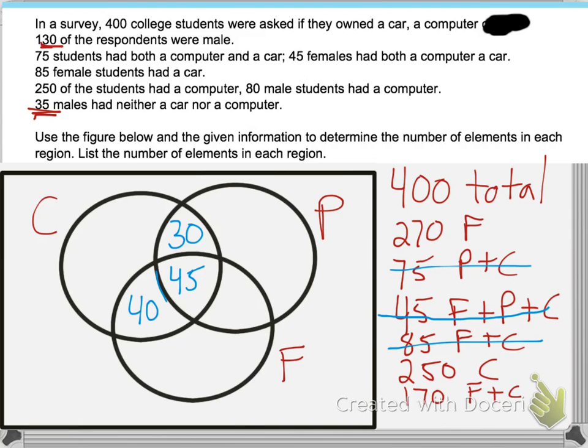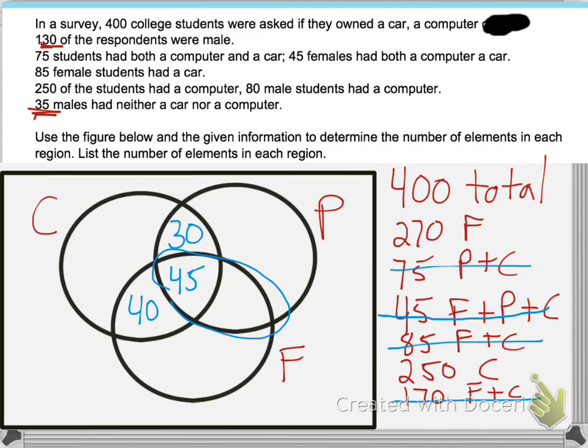And we just continue moving along now. We look at the overlap between computer and female. And if we look through our list, we see, yeah, we do have that. There's 170 people that have female plus a computer. So the whole region has to be 170.